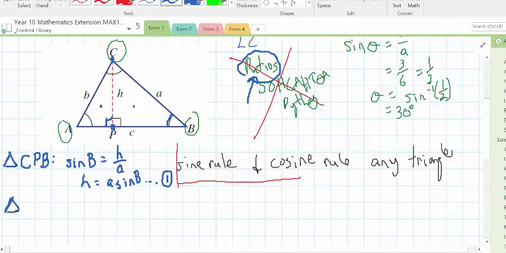If we now look at the other triangle CPA, we've got sine of A is opposite over hypotenuse, which is H over B.